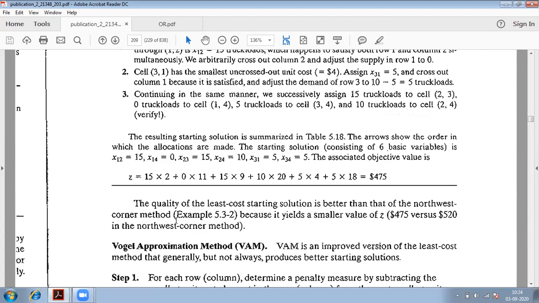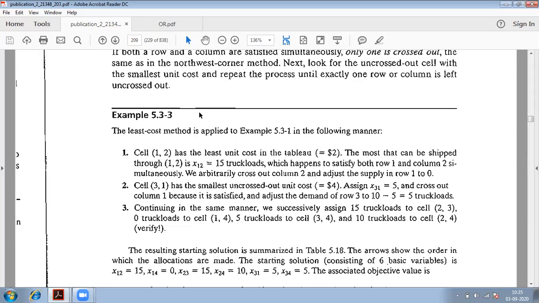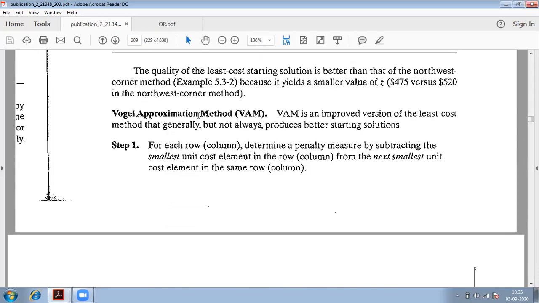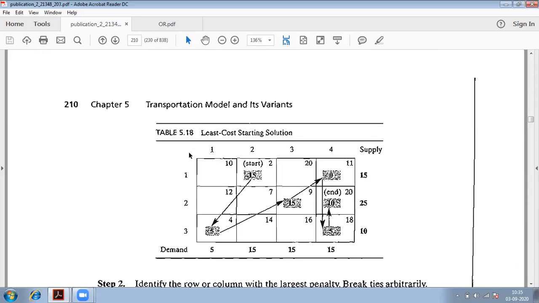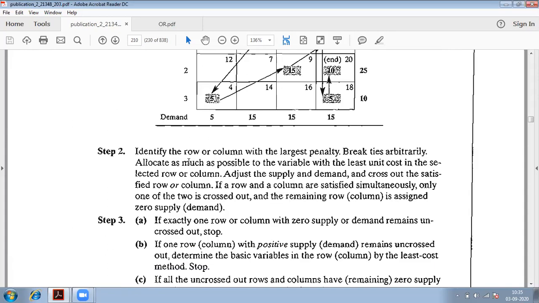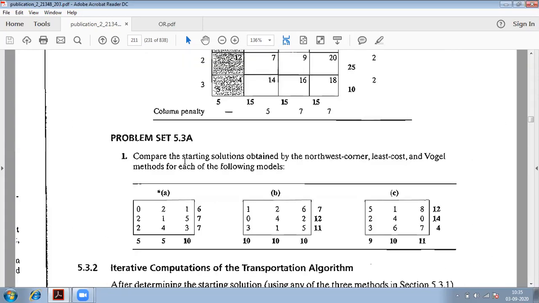So Vogel's approximation method and least cost method are the best methods you can suggest. Like that, in the examination, you will be asked to find out what is the best method one can adopt. So he is going to ask automatically. You have to answer that the least cost method as well as Vogel's approximation method are the best methods. So this is the way one can solve the particular problems.